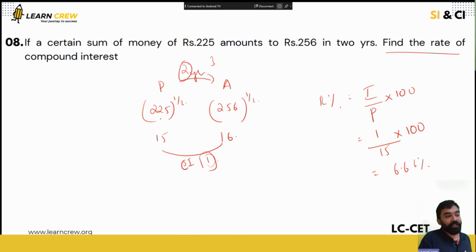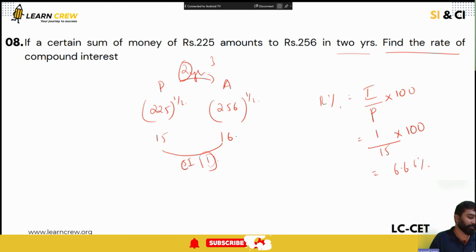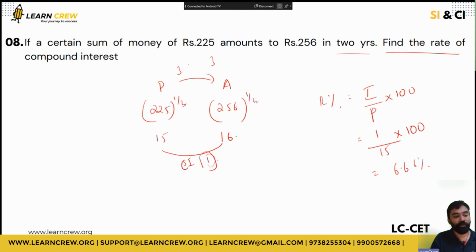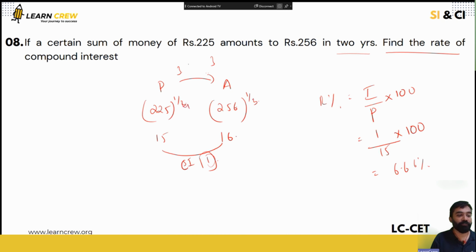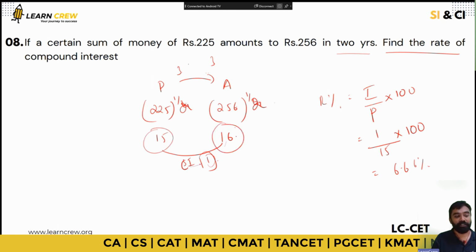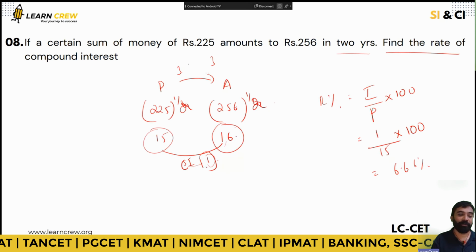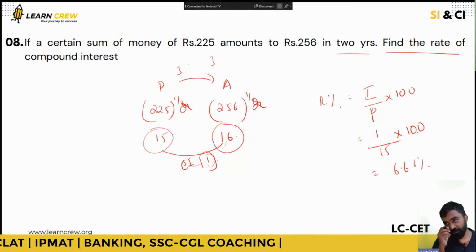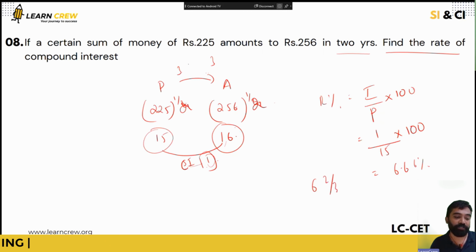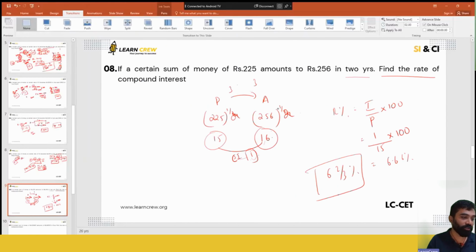See, here it is 225 and here 256. The number of years is a span of 2 years, so I divide by half, that is, take the square root. If I gave 3 years, I'd be using 1/3. If it is 4 years, 1/4. Now it is only 2 years, so I go by 1/2, the square root. The square root of 225 is 15 and the square root of 256 is 16. The compound interest part is a single part. If the single part is so much, the ratio is 6.66%, or 20/3%. There's only one question I wanted to do here.